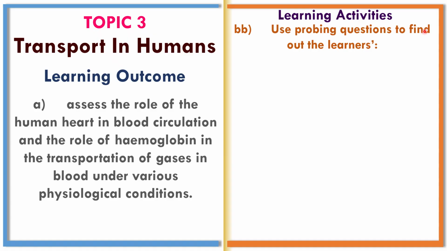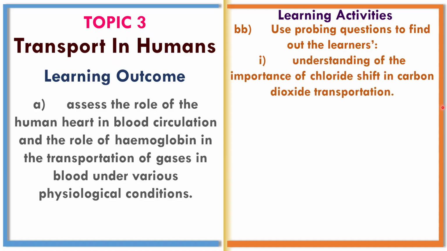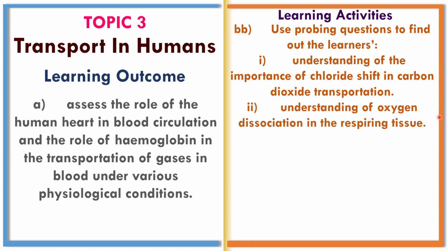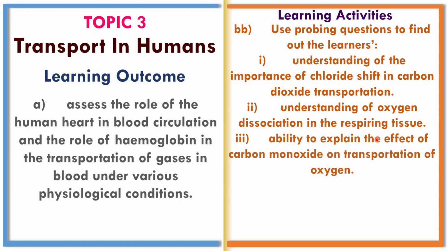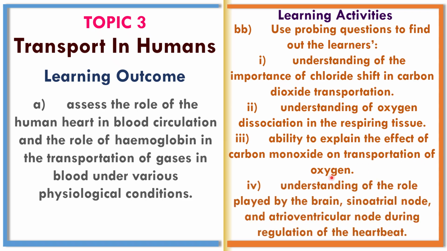using probing questions to find out the learner's understanding of the importance of chloride shift in carbon dioxide transportation, understanding of oxygen dissociation in respiring tissue, ability to explain the effect of carbon monoxide on transportation of oxygen, understanding of the role played by the brain, sinoatrial node and atrioventricular node during regulation of the heartbeat.